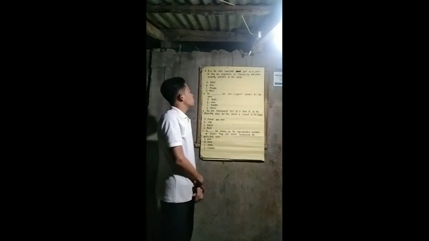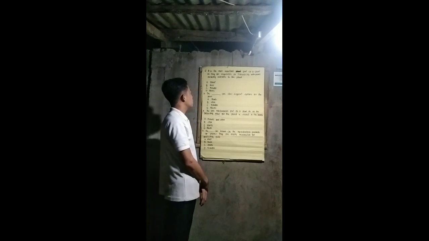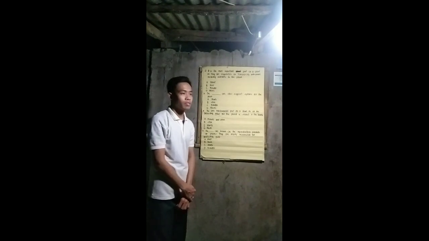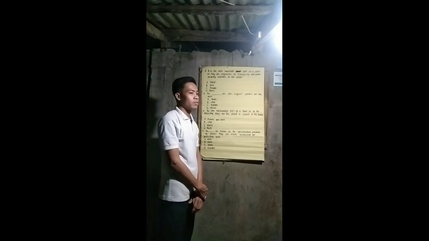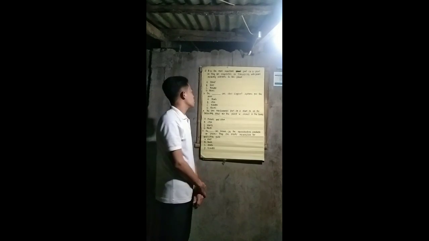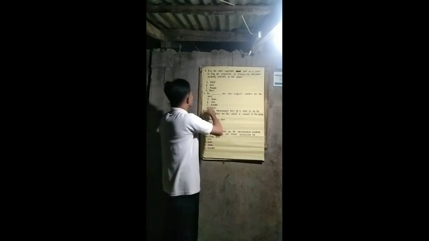Number 2. It is the most important part of a plant as they are responsible for transferring necessary nutrients to the plant. What is the correct answer? Letter B. Correct. The correct answer is roots, letter B.